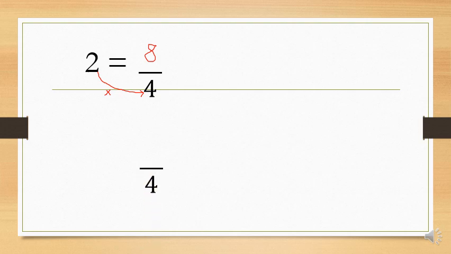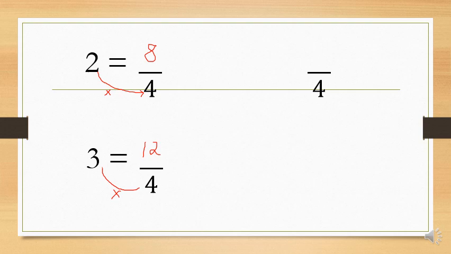What about if I wanted to work out what 3 wholes was as quarters? Again, I know that 1 whole equals 4 over 4. I know that 2 wholes equals 8 over 4. So 3 wholes would then equal 12 over 4. Well done. And I'm simply doing 3 lots of 4 over 4, which gives me 12.